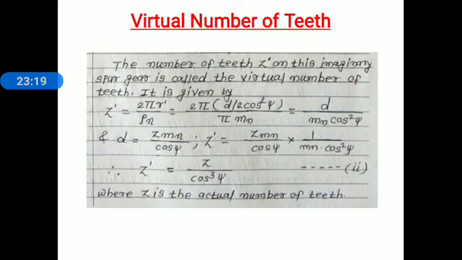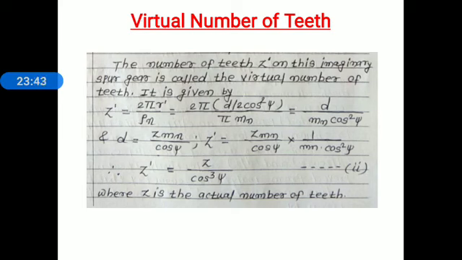Mn gets cancelled, therefore z dash, that is the virtual number of teeth on a gear, is equal to z divided by cos cube alpha. This is the expression for the virtual number of teeth, in which z is the actual number of teeth. This formula is also very important, and it is asked in multiple choice questions for 1 mark.